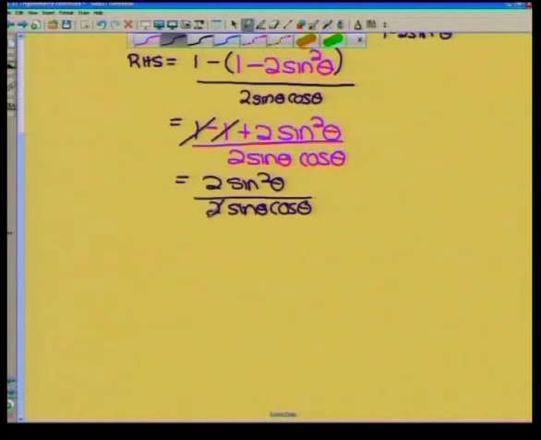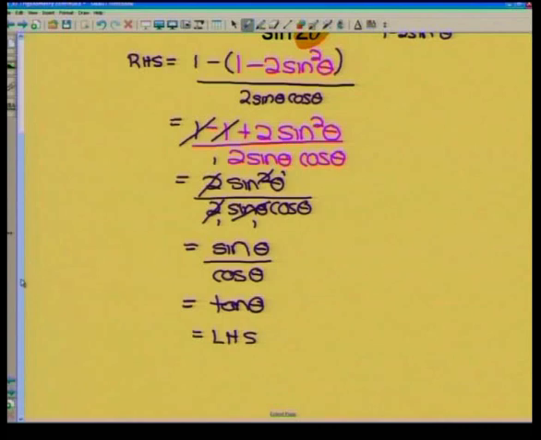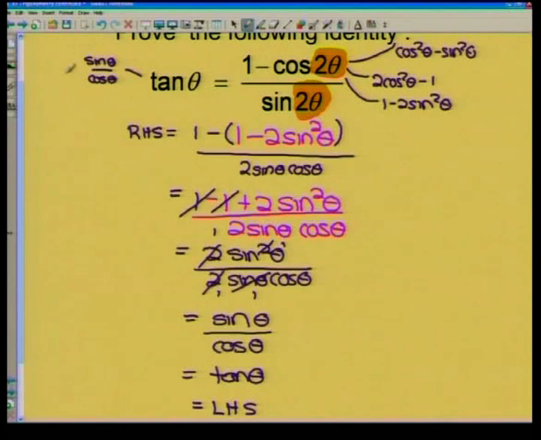And of course, here I can see the 2 will divide into that 2. And one of these sines will cancel with one of those. And look at that. Isn't that magnificent? We've got sine theta over cos theta, which is clearly equal to tan theta, which is equal to the left-hand side. So quite a nice way to go about it. And what I'm trying to do here is to teach you to think about the outcome.